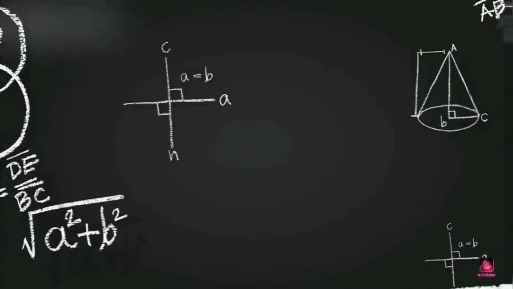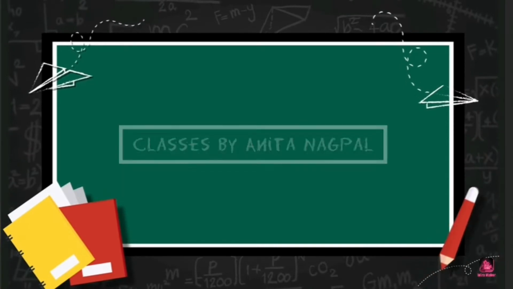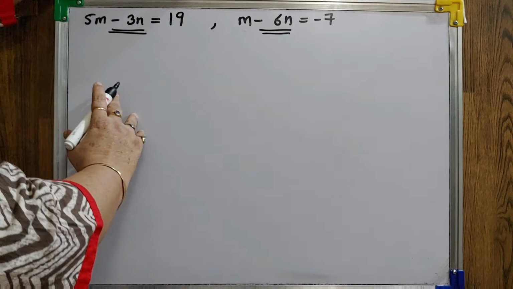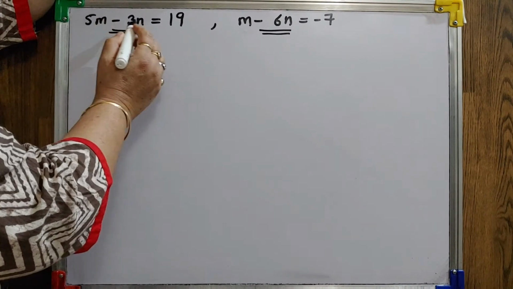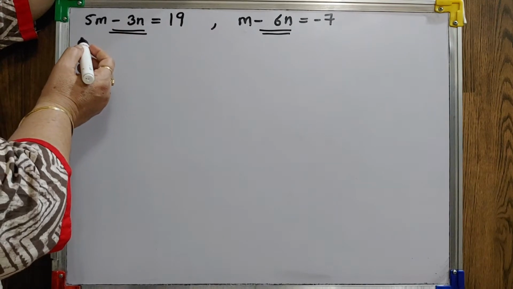Today we will discuss the elimination method to solve simultaneous equations. Along with that, we will deal with one special case in the simultaneous equation. So let's start. Students, we have to find the value of m and n by solving both simultaneously.